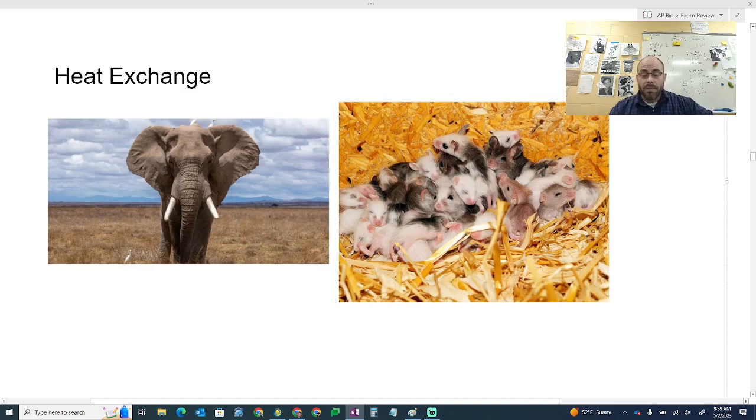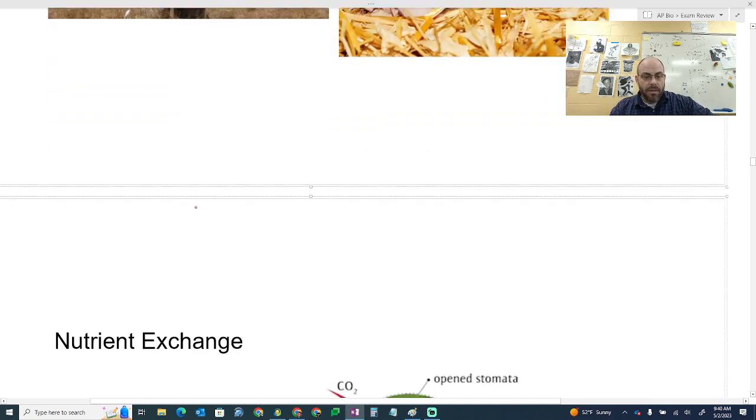Mice are doing the opposite. They're tiny. They're so small. Their surface area to volume ratio is really high compared to the elephant's. And so it's going to have trouble keeping heat in. It's going to have the exact opposite problem. And so what does it do in order to stay warm? It's going to huddle up, thus decreasing its surface area to volume ratio and decreasing the amount of heat loss. And so this is the exact opposite. It's a fascinating way that nature works itself out.